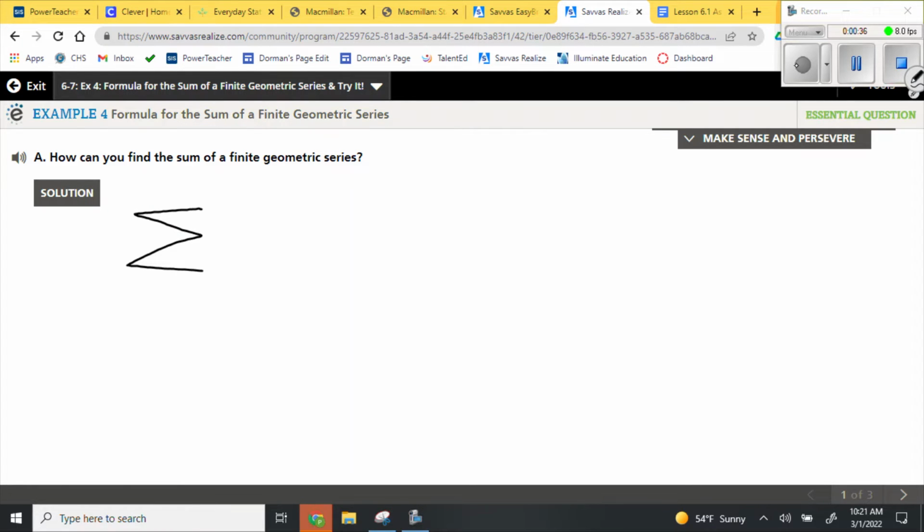This is sigma. What sigma does is it adds a bunch of stuff, and it tells us where to start adding. So what it does is it says, hey, add all the way up to n, okay, n terms. This one tells you which term to start with, okay? And for our geometric series, this is the explicit formula for a geometric series.